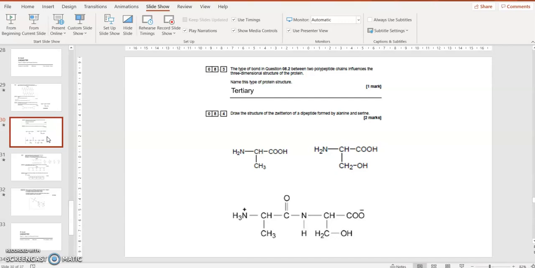Draw the structure of the zwitterion of a dipeptide formed between alanine and serine. So you're going to take the alanine and the serine, and first of all you've got to join those two together with a peptide link. That's a dipeptide: two amino acids coming together. Tripeptide, three amino acids coming together. So you join them together. The COOH and the NH2 make water to leave a CONH peptide link.